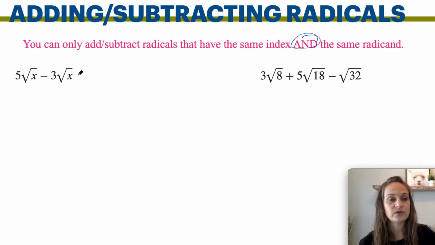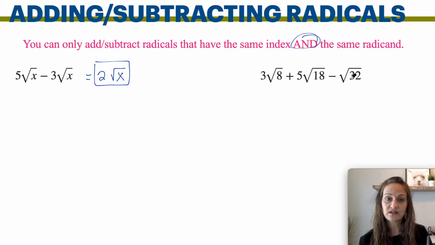So 5 minus 3 would give you, in this case, 2 square roots of x. You basically are just combining the coefficients in front. So in this case, they're all square roots. However, they do not have the same number on the inside. So at first glance, you would say you cannot simplify. However, you possibly can because you can reduce.